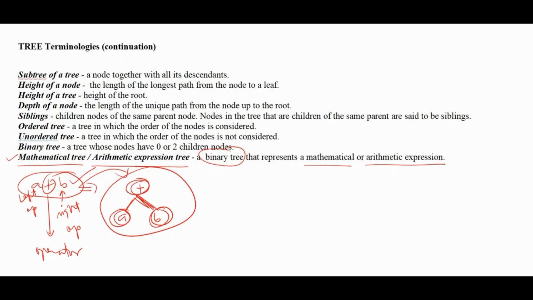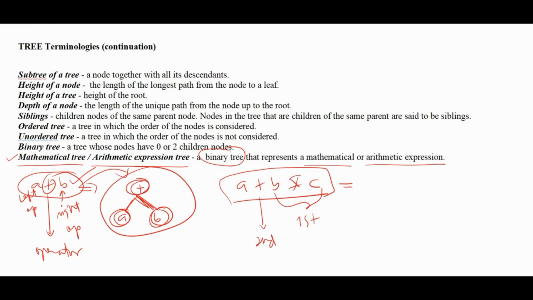Now, if we have this A plus B times C, what is the mathematical tree or arithmetic expression tree to represent this expression? Take note, there are now two operators, the plus and the multiplication. Since this is infix, this follows the MDAS rule. So this is performed first and this one is performed second.